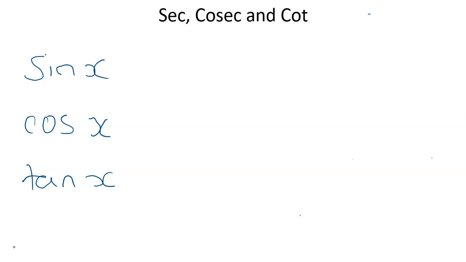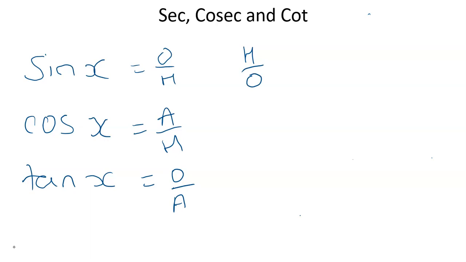So hopefully you know that sin x is opposite over hypotenuse, cos x is adjacent over hypotenuse, and tan x is opposite over adjacent. And these are the three pairs that you can do, but you can also have them the other way around. So you could have hypotenuse over opposite, hypotenuse over adjacent, and adjacent over opposite, and these have names as well.